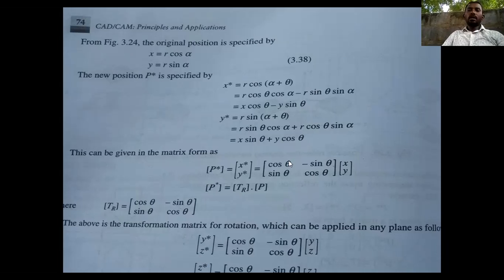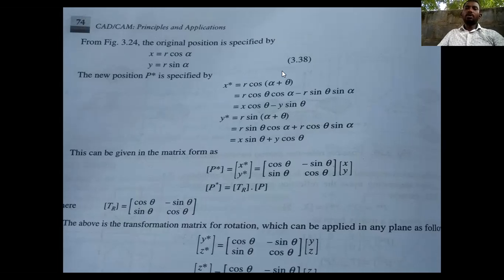So once again, today's class is the first one on computer graphics. What is computer graphics? In computer graphics we first learn the introduction and raster scan graphics. After raster scan graphics, we can go on to transformation of geometry.